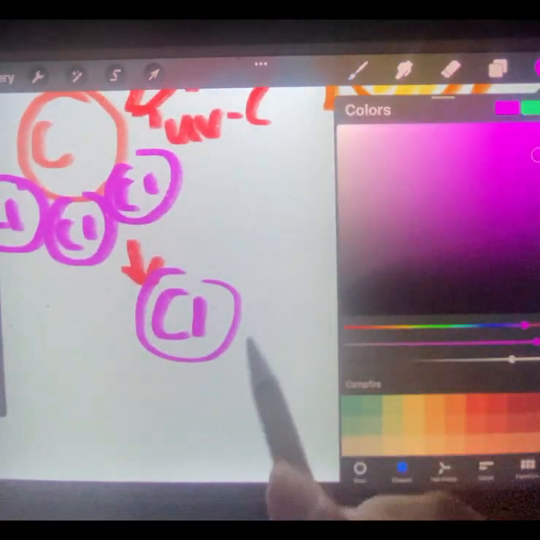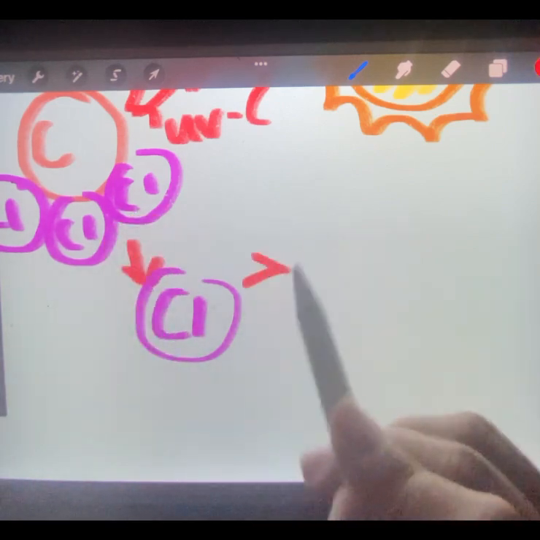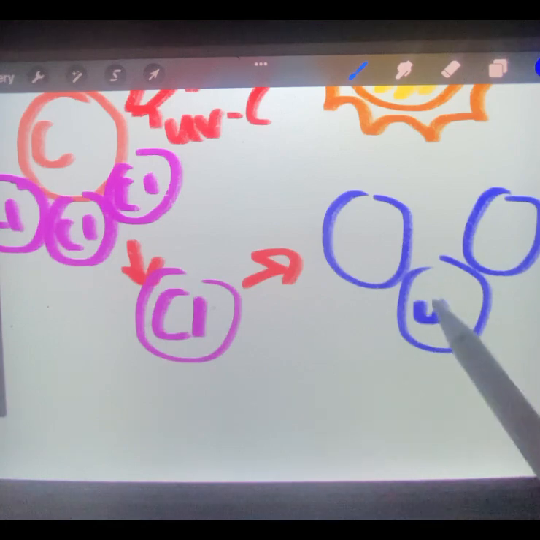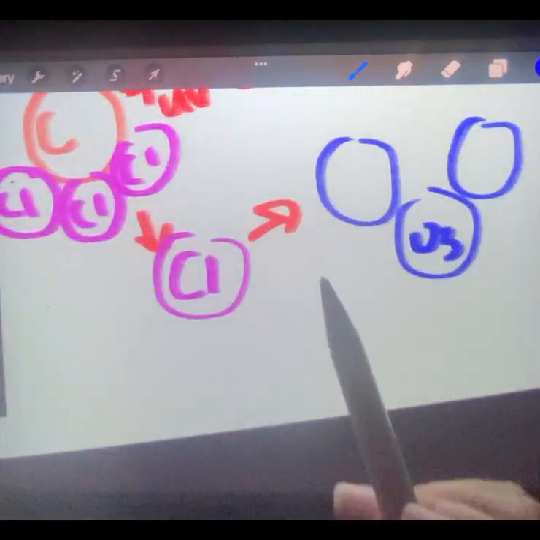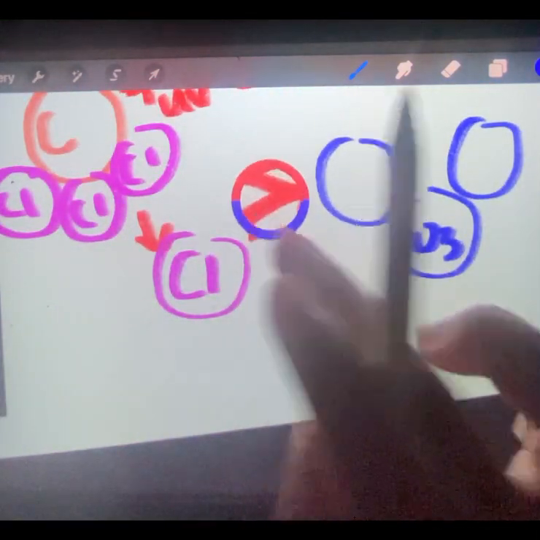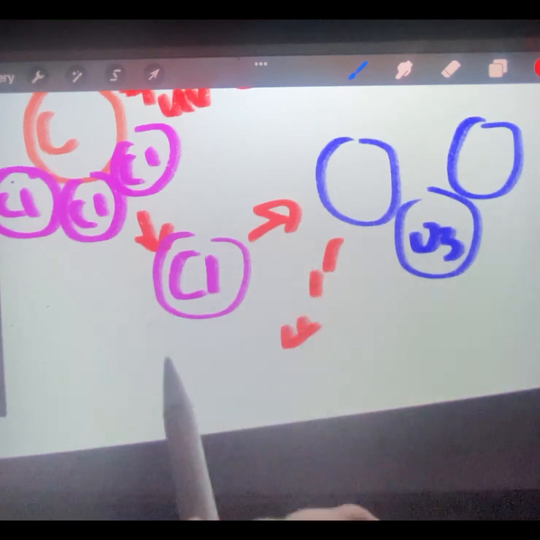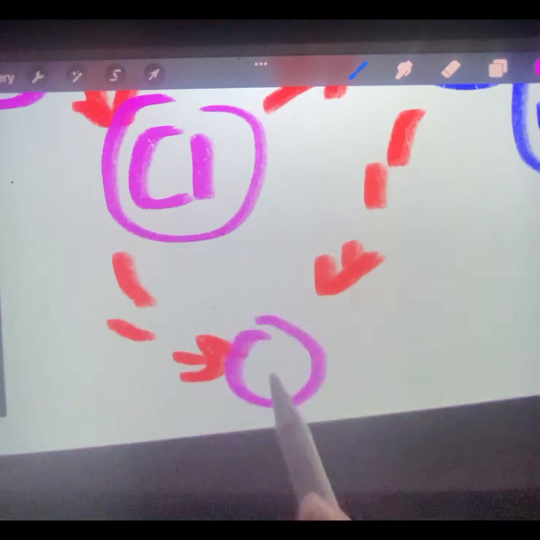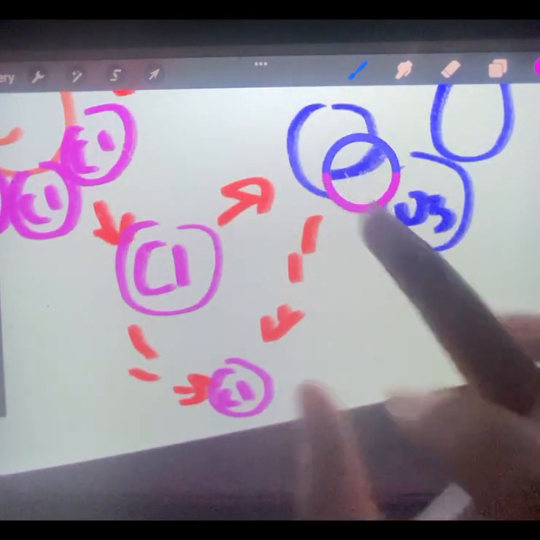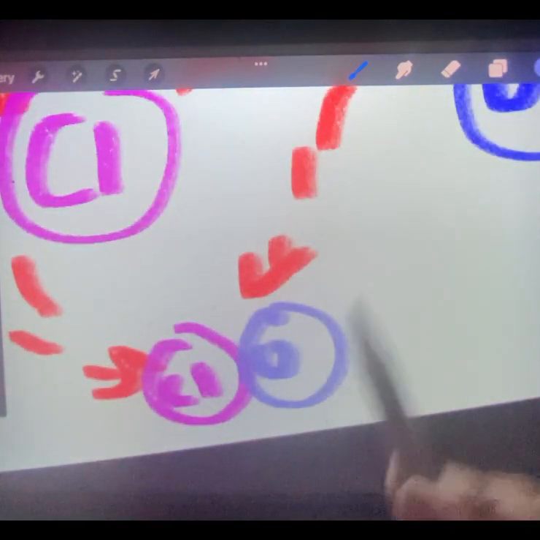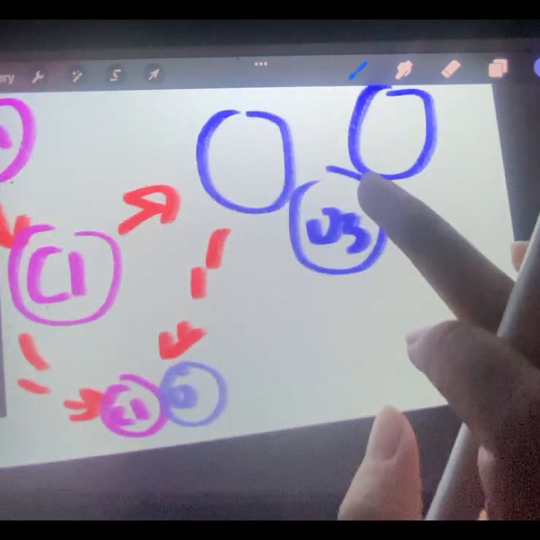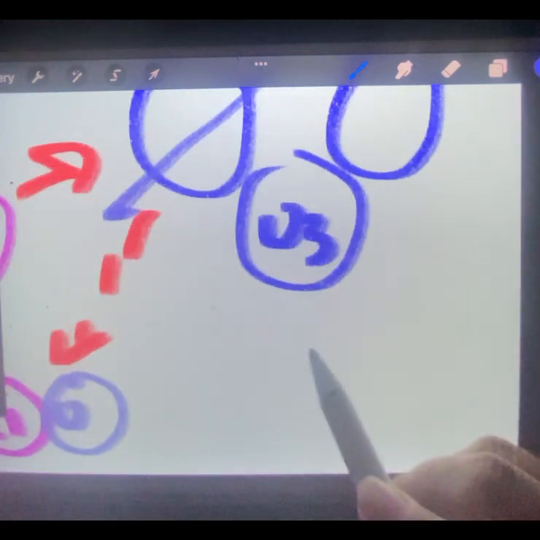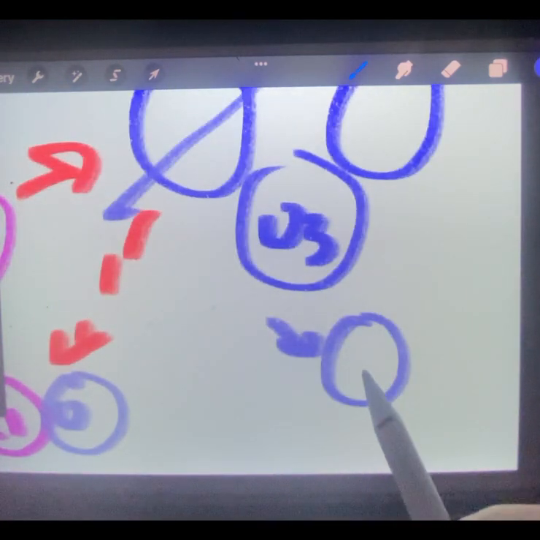This chlorine atom then reacts with ozone, O3, to break off one oxygen atom and combine into a molecule of chlorine and oxygen. This leaves the remaining molecule as O2.